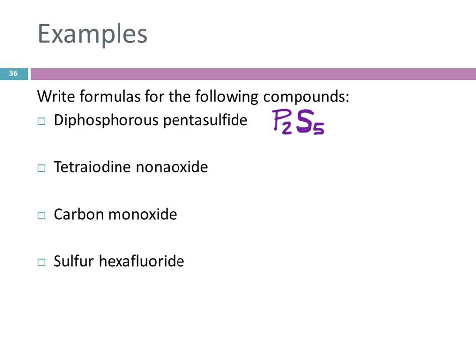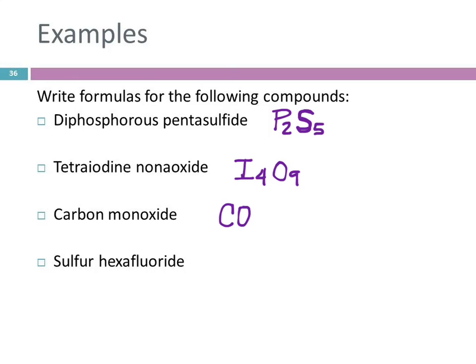What about tetraiodine nonaoxide? I4O, sorry, O9. Nona oxide, 9 oxygens. Tetraiodine, 4 I's. Okay, I4O9. Carbon monoxide. CO. Capital C, capital O. Not to be confused with the element cobalt. One's a metal and one's a poisonous gas. They're kind of different.